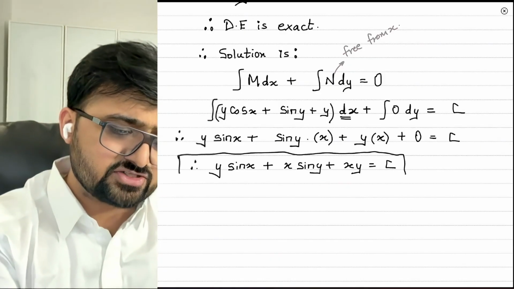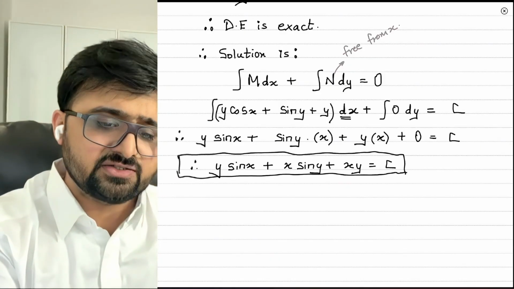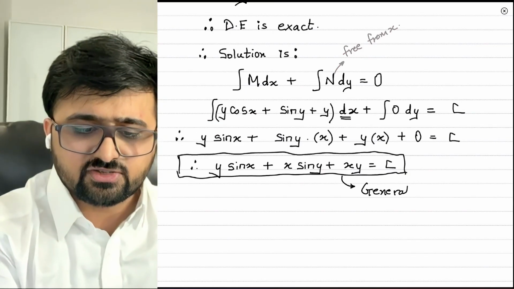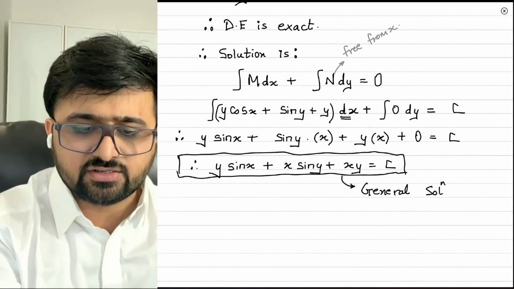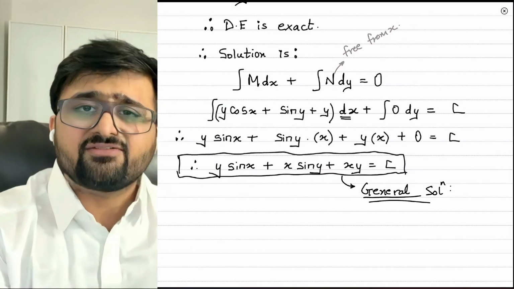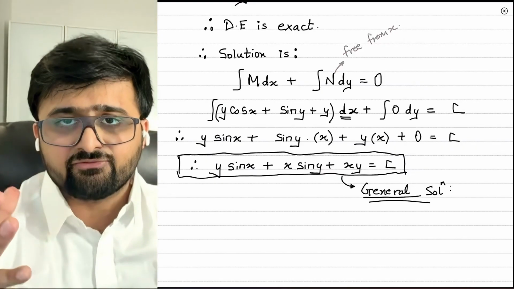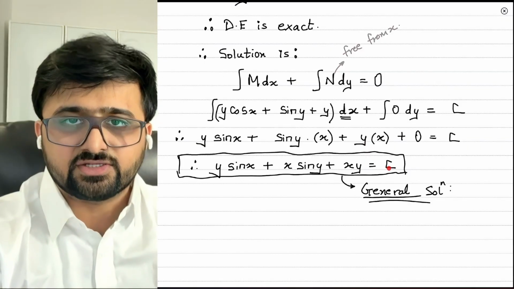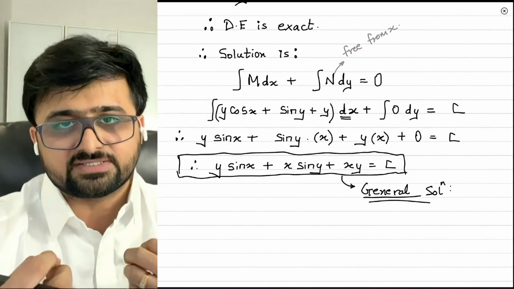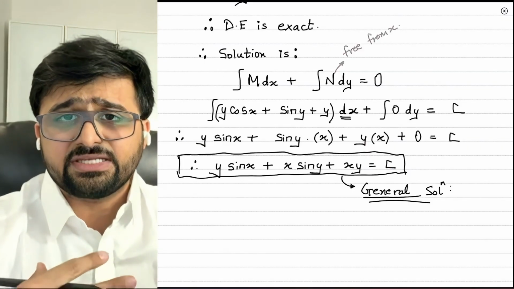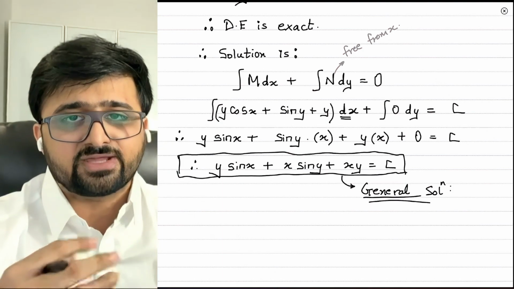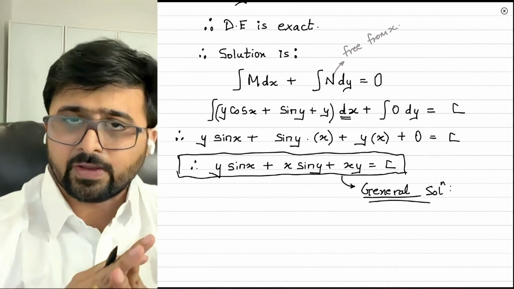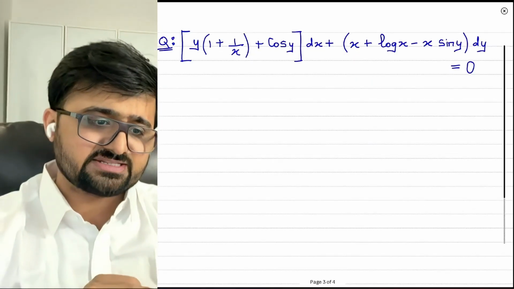Since there is a constant of integration c, remember that this solution is called the general solution. If they had given the value of x and a value of y, we would have found the value of c and substituted it here. Then we would have got the particular solution. But since they have not given any condition or values of x and y in order to find the value of c, we can just leave our answer here. I hope that makes sense. Let's move on to the next example.